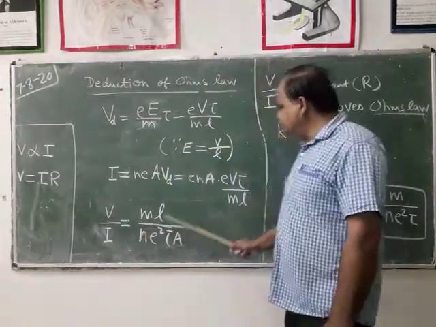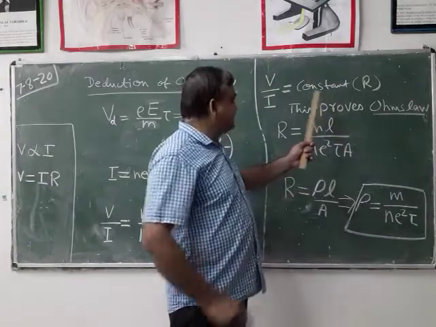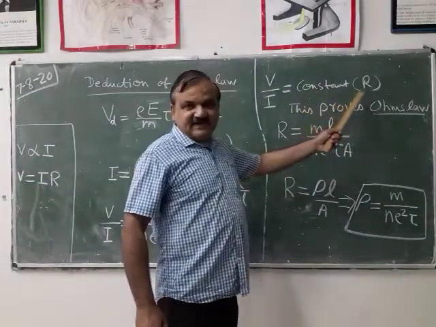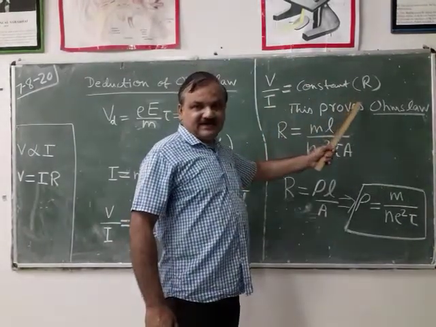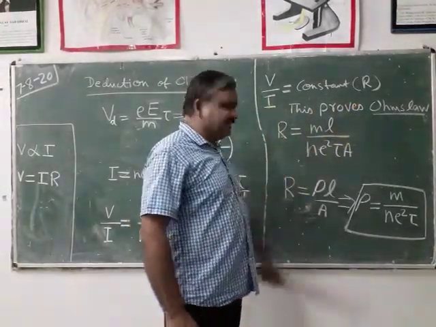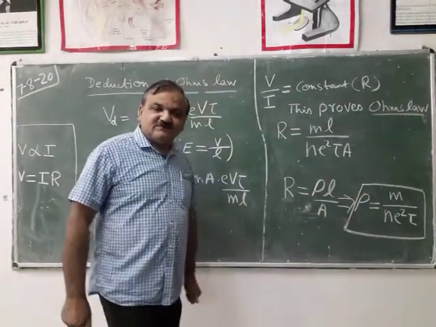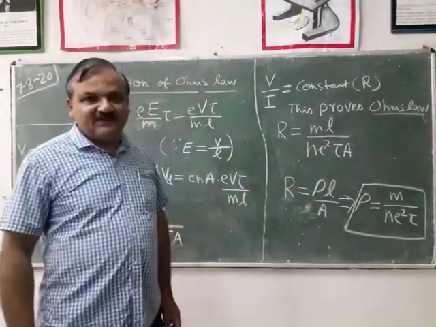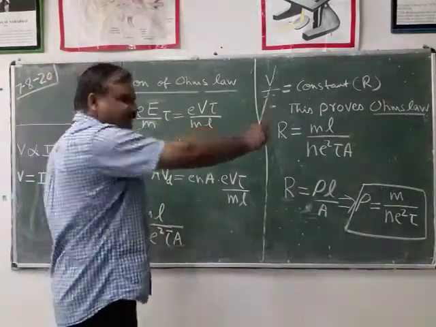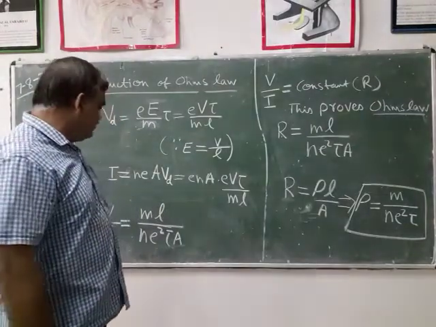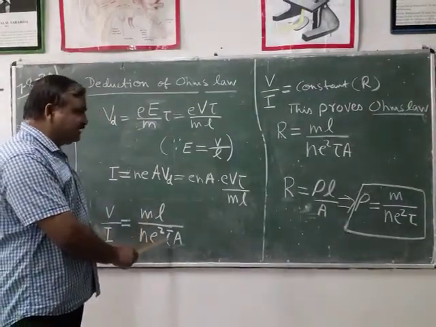Therefore, V/I is equal to a constant, and that constant we write as R. So V/I = R, so V = IR. This proves Ohm's law. So ultimately, from the concept of drift velocity, we can prove Ohm's law in this manner. So R = mL/(n e² tau A).